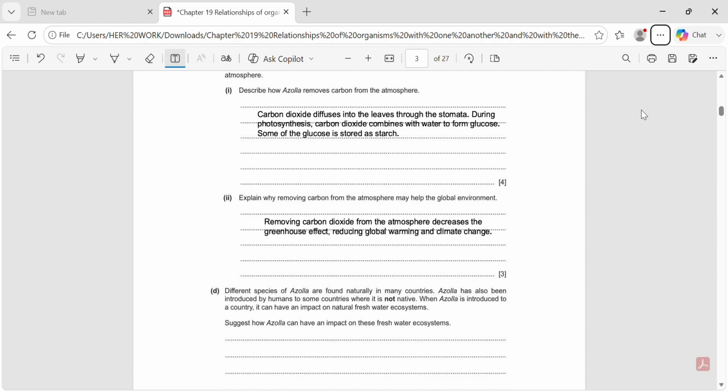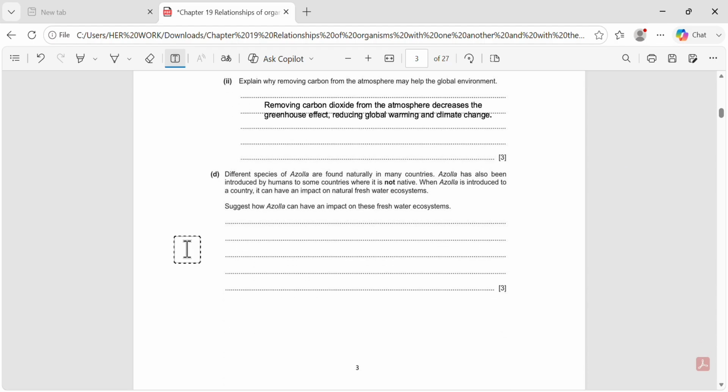Finally, Part D asks, different species of azolla are found naturally in many countries. Azolla has also been introduced by humans to some countries where it is not native. When azolla is introduced to a country, it can have an impact on natural freshwater ecosystems. Suggest how azolla can have an impact on these freshwater ecosystems.